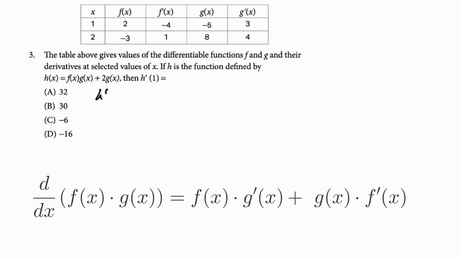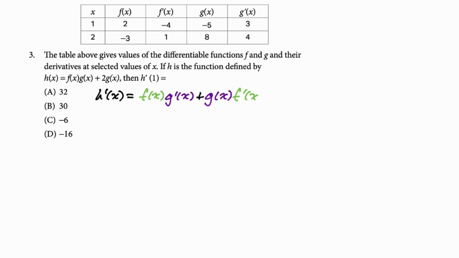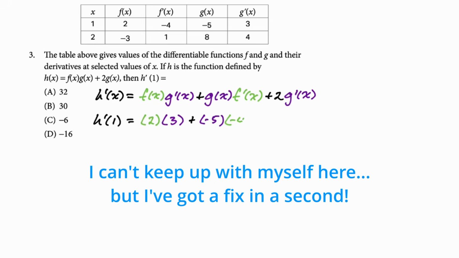I did the product rule on the first part. So it's going to be first derivative of the second plus second derivative of the first. And then we also need the derivative of 2g of x, which is going to be 2g prime. So we'll have plus 2g prime. Now what we need to do is find values and sub them in. So I'm going to color code as I go. I need f of 1 is 2, g prime of 1 is 3, g of 1 is -5, f prime of 1 is -4, and then g prime again is 3.